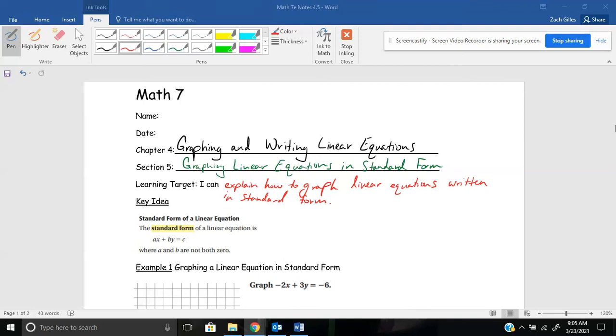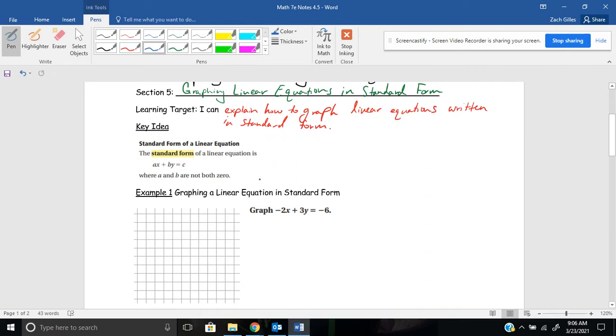Hi everyone. Today we're going to be discussing graphing linear equations in standard form. For our learning target today, I can explain how to graph linear equations written in standard form. So let's see what this standard form is all about.